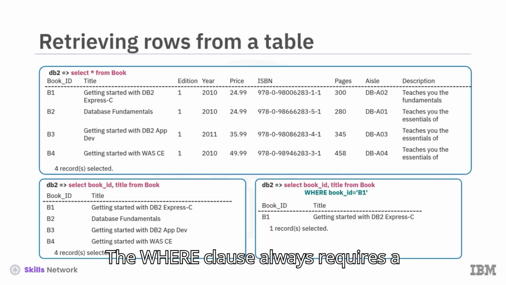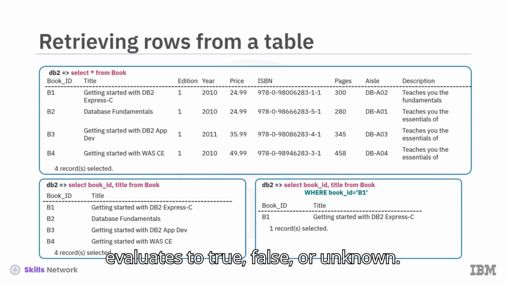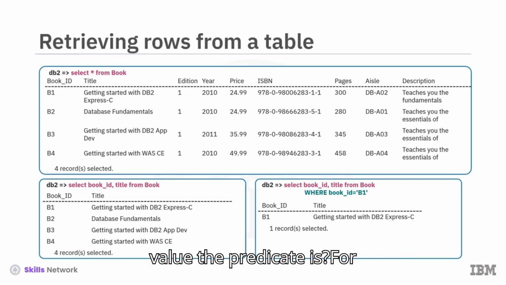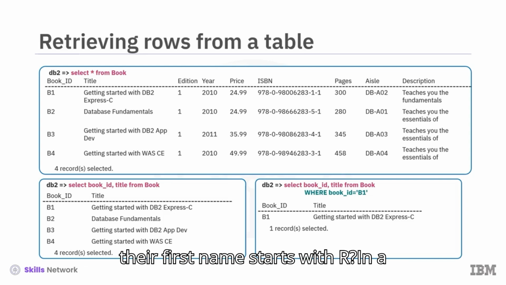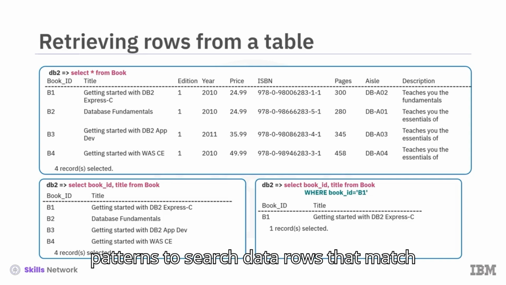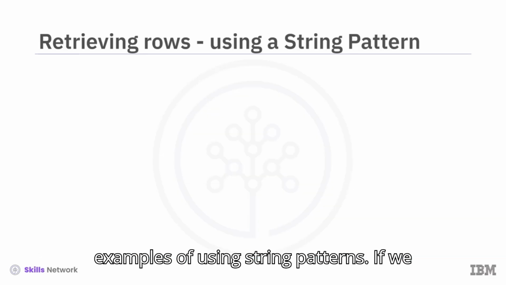The where clause always requires a predicate, which is a condition that evaluates to true, false, or unknown. But what if we don't know exactly what value the predicate is? For example, what if we can't remember the name of the author, but we remember that their first name starts with R? In a relational database, we can use string patterns to search data rows that match this condition. Let's look at some examples of using string patterns.